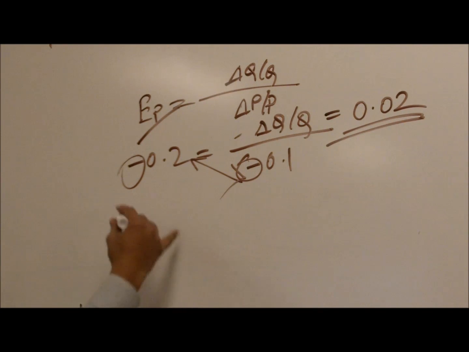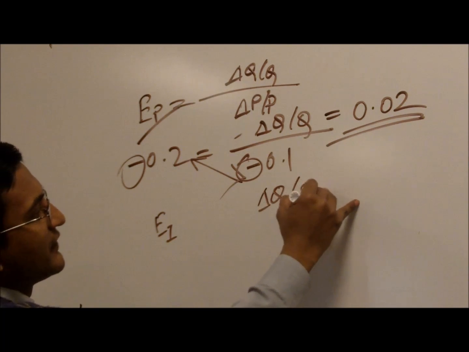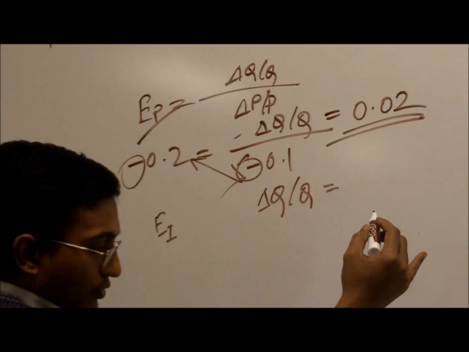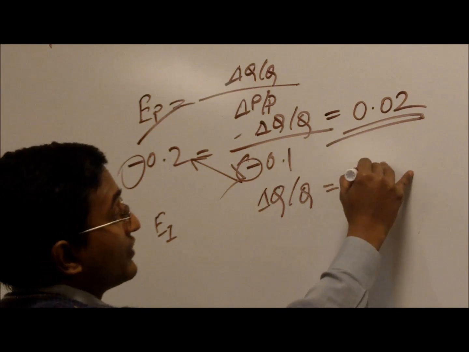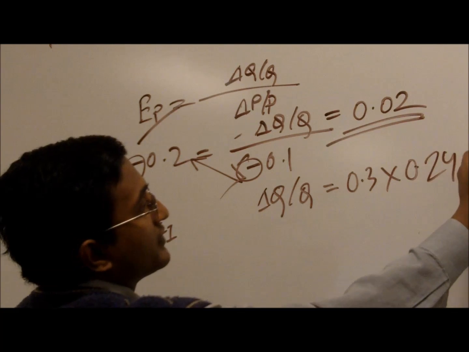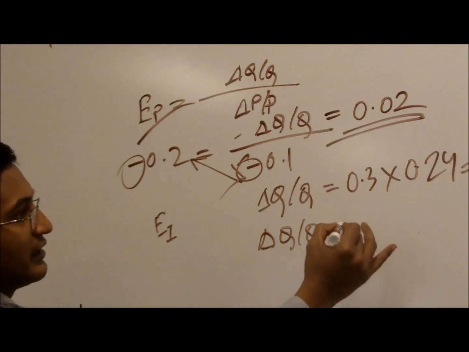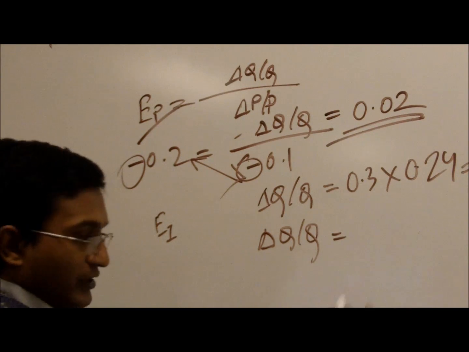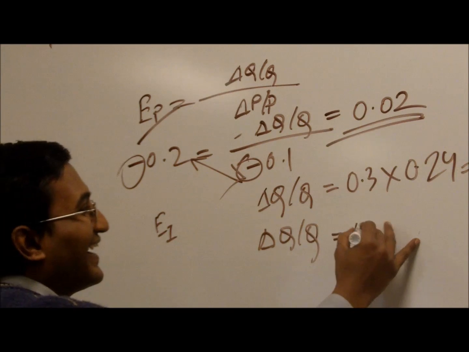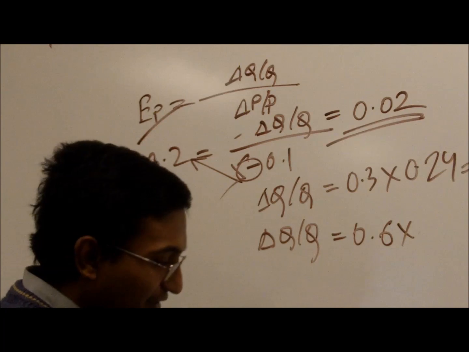For the second one, the income elasticity, in the same fashion you will find that quantity changes will be 0.3 into 0.24, 0.072, and for elderly population, what will be the? You have done your homework. You can tell me what is that? 0.6 into what? 0.21.